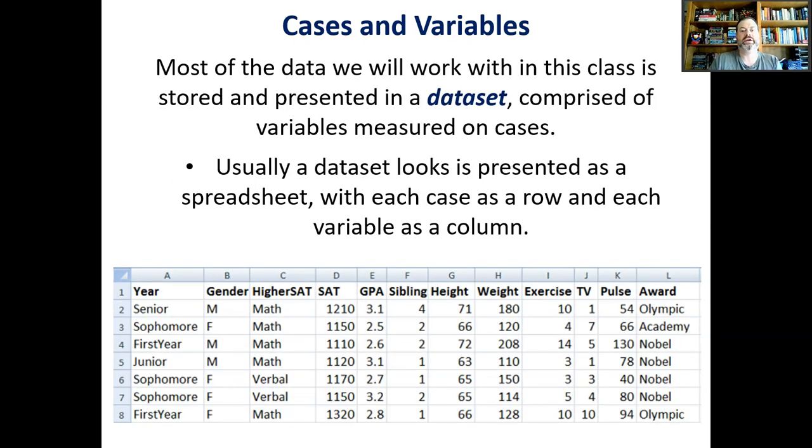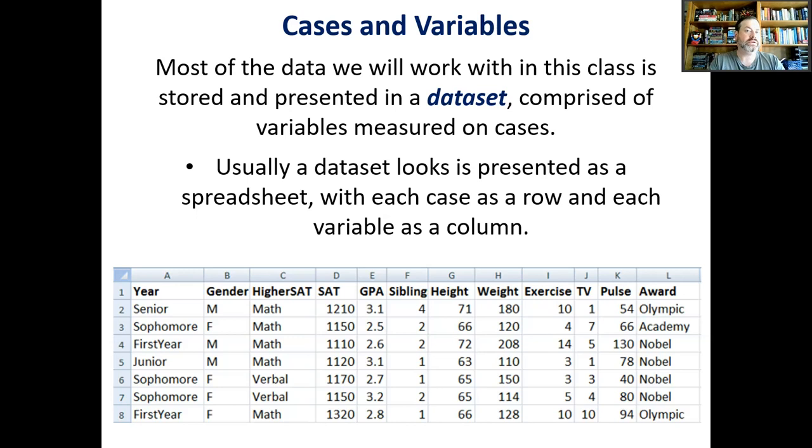So this is what it looks like here, right? Here we have height, weight, and GPA at the bottom. This data set at the bottom was a high school student survey, and we'll talk more about this data set later. It's just a bunch of data that was collected on a bunch of high school students. And so this is a data set. Usually the data set is presented as a spreadsheet like you see at the bottom. Each case is a row, each variable is a column.